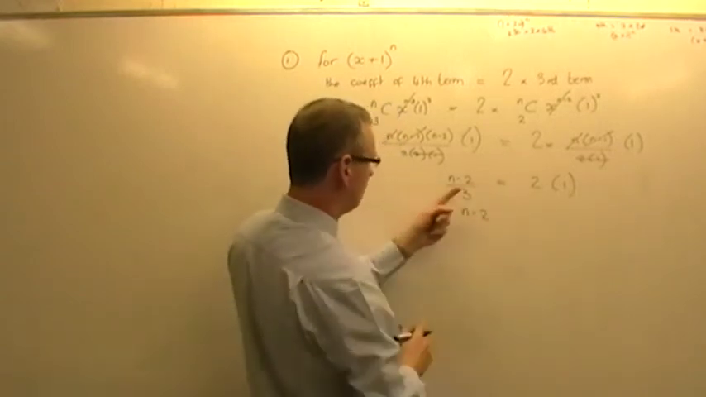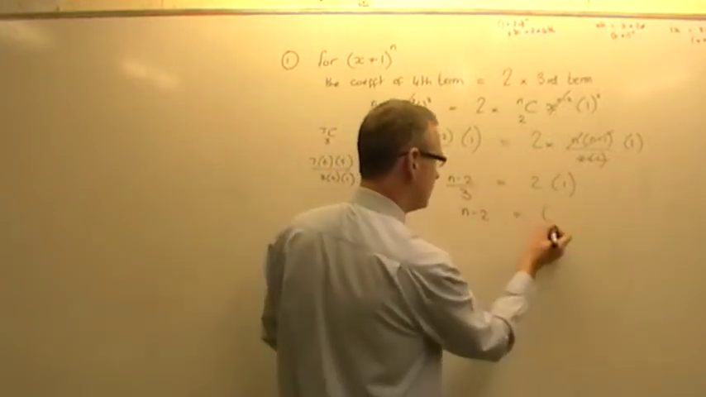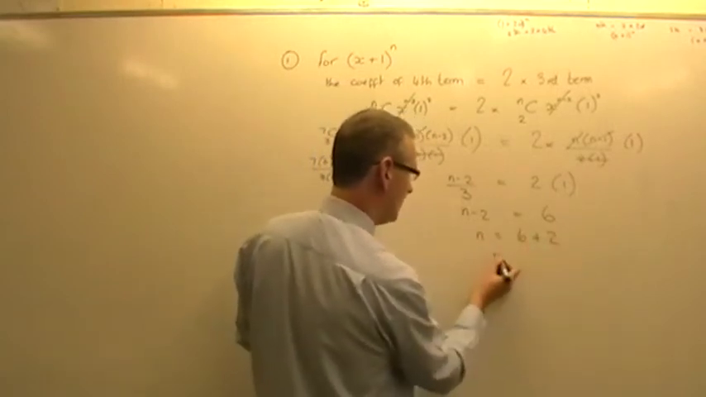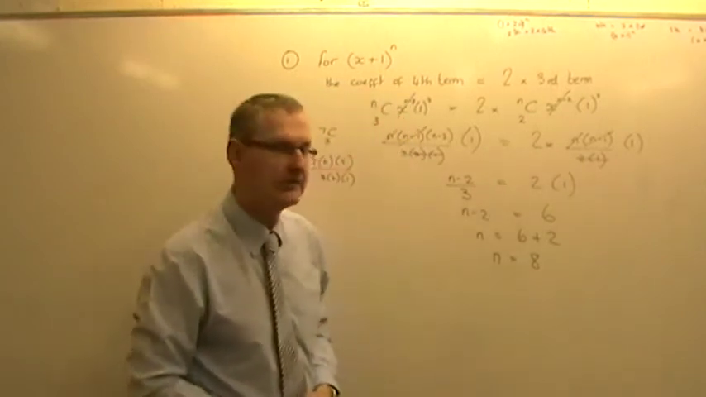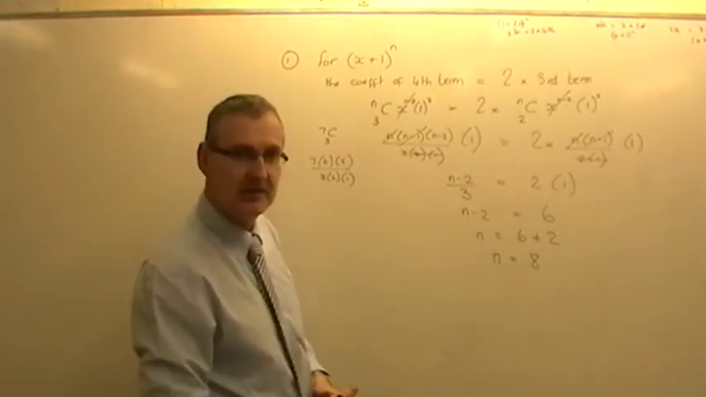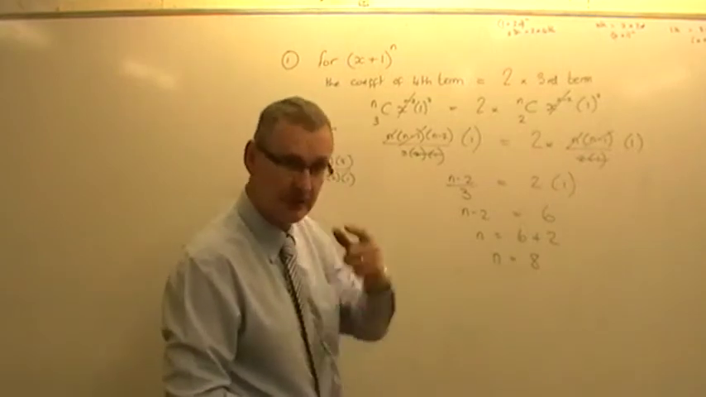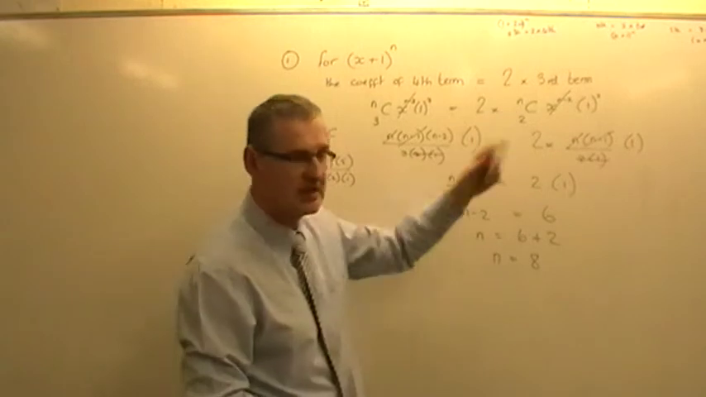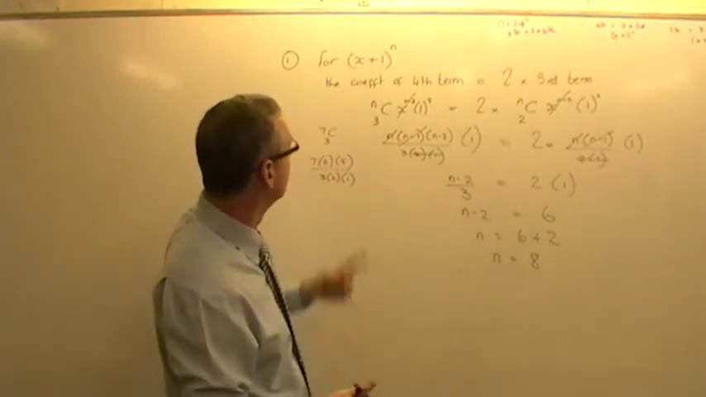What I'm going to do is multiply both sides by 3, times that by 3 you get that, times that by 3 you get 6. And then you get n equals 6 plus 2, so the power that we're talking about must be a power 8. So there you go. If we have x plus 1 to the power 8, then if you looked at the coefficients of the 4th term and the 3rd term, if you expanded it all out, you would find that the coefficient of the 4th term is 2 times the coefficient of the 3rd term. It's twice as big. Okay, that's one example.